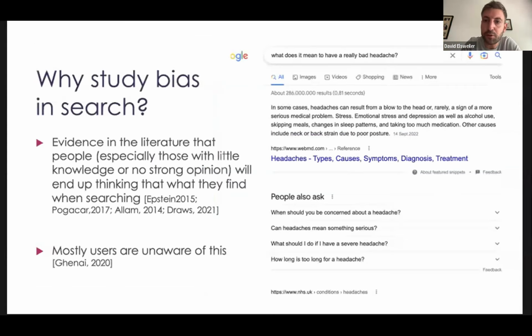So let's zoom in on the search results context. Why would we want to study biases in this situation? We know that search is deeply ingrained in just about every aspect of people's lives, and it influences everything from the products they buy to their views on different topics to how they react to medical symptoms. And there's evidence that people, especially those with little knowledge or no strong opinion on a topic, will end up thinking exactly what they find. And perhaps the most worrying aspect of this is that most users are unaware of this.